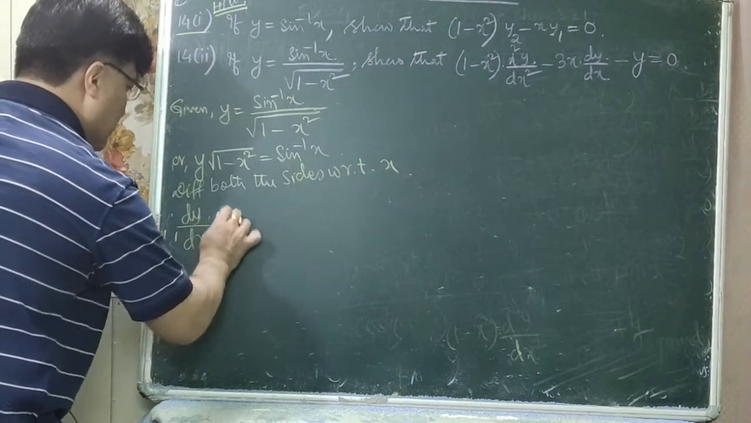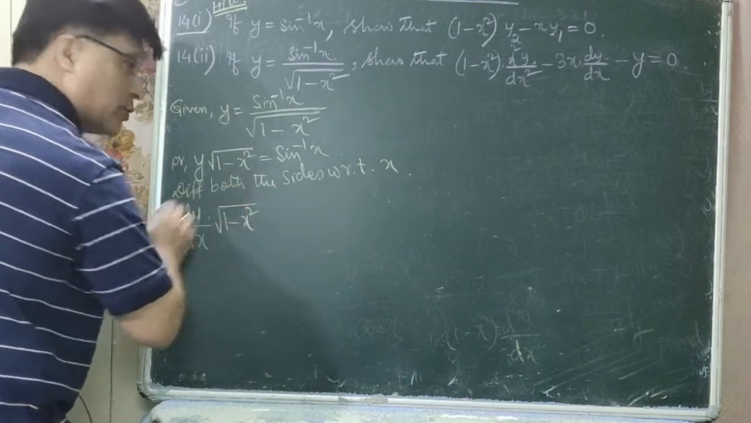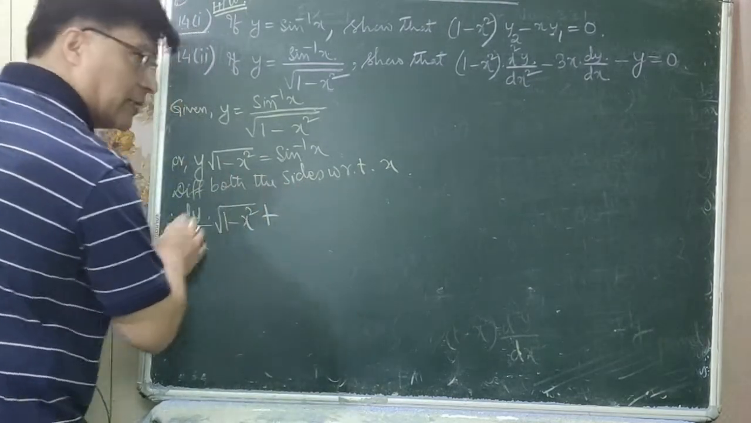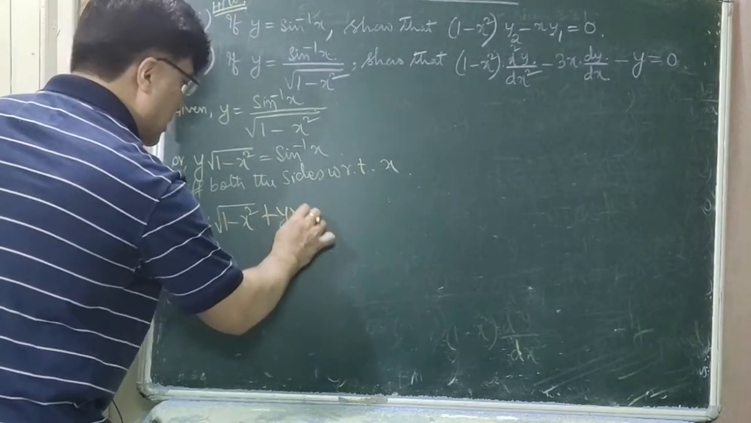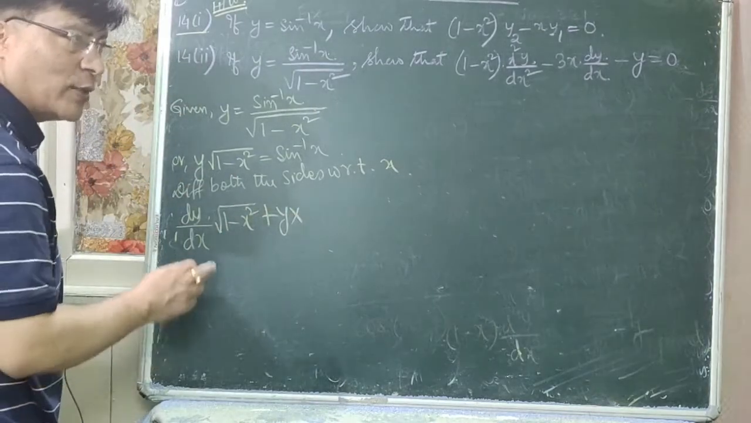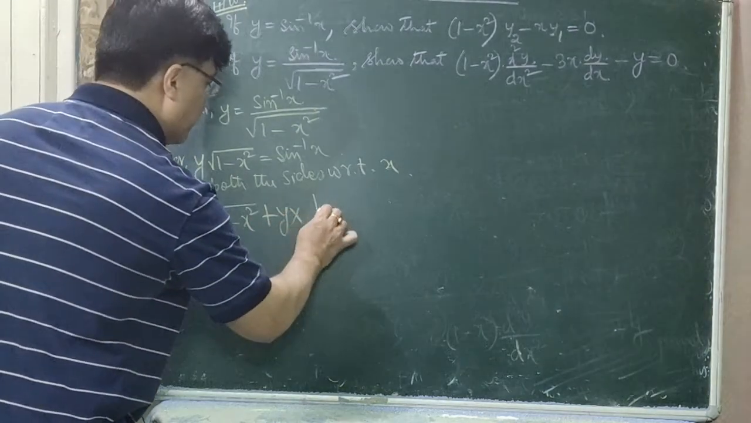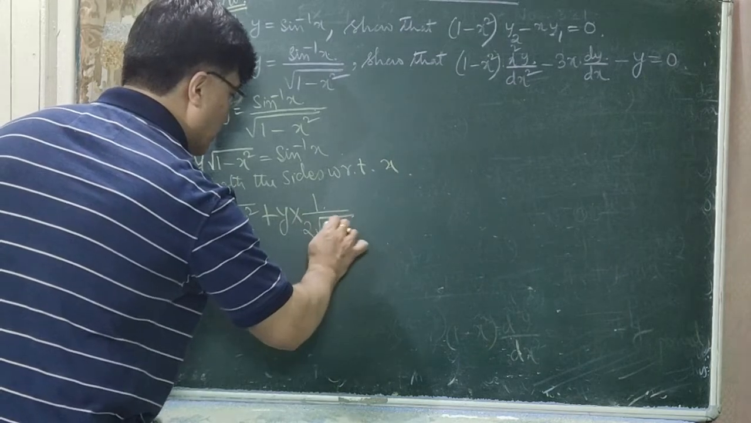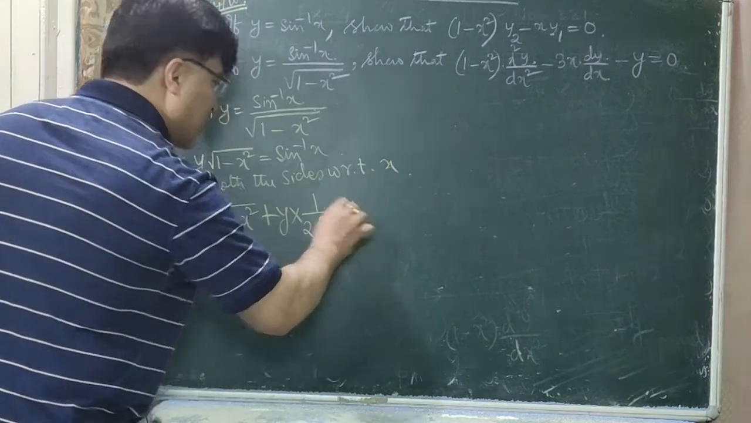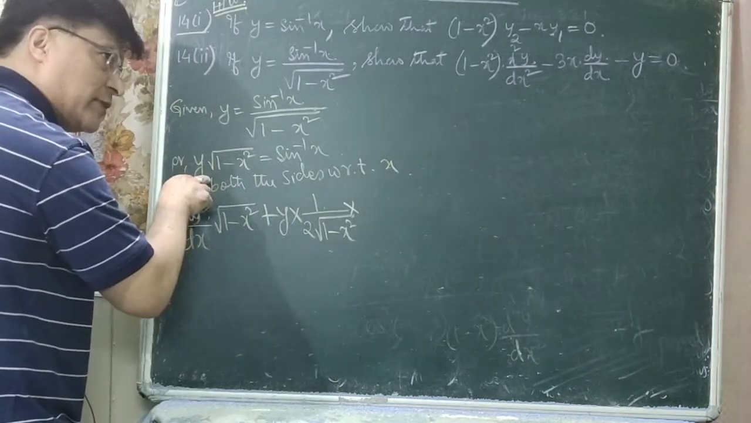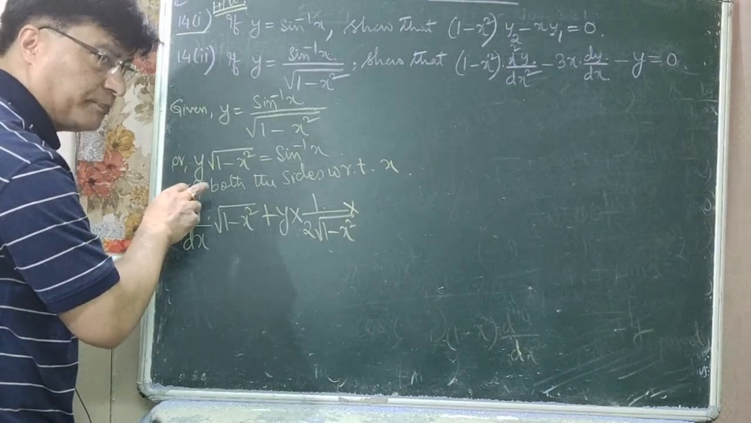It is dy by dx root over 1 minus x square plus. Now y is kept as it is. Now differentiate root over 1 minus x square. What is this differentiation? 1 upon 2 root over 1 minus x square into. Now again differentiate the term which is under the square root.